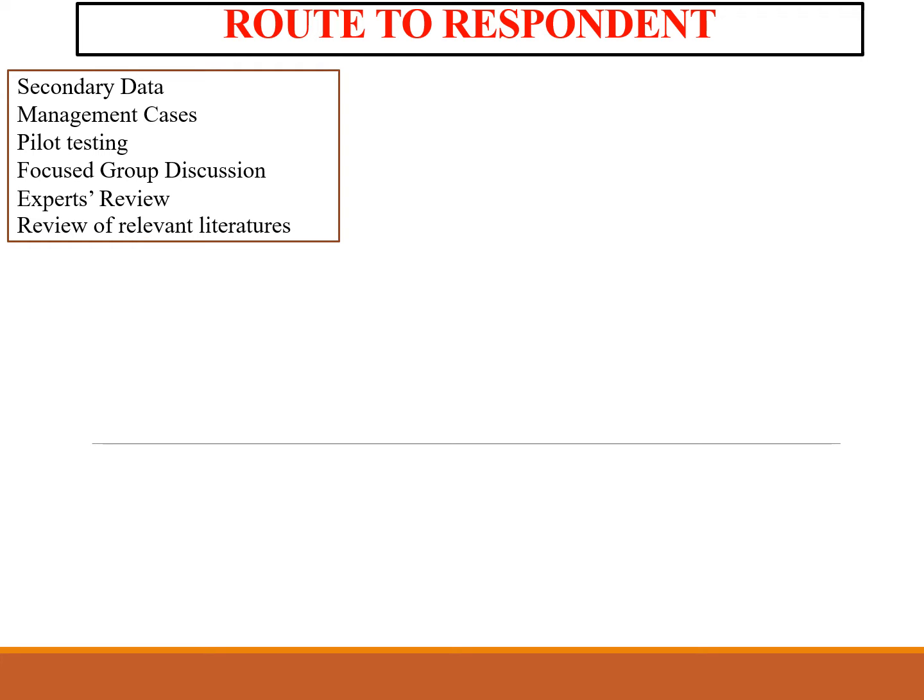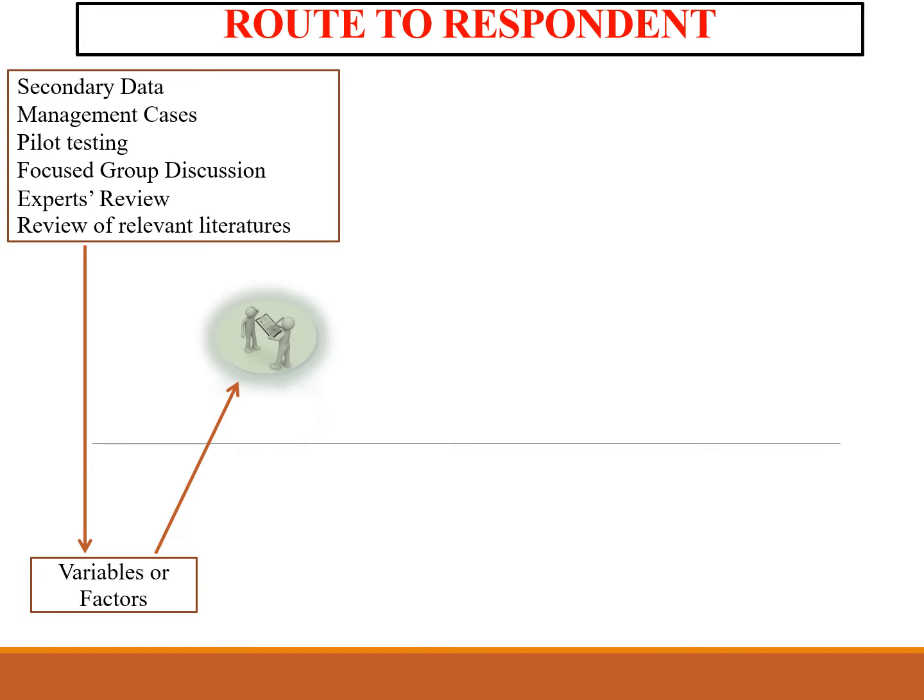You have also gone through pilot testing, focus group discussion, expert review, and a review of relevant literature. Why are you doing all these preliminary activities before starting your research? There is only one mandate: how to gather the maximum variables and factors for your respondent. Because a respondent only responds to the variables and factors that you have gathered or that you are going to ask about in your research work.